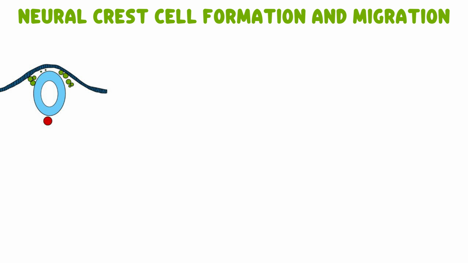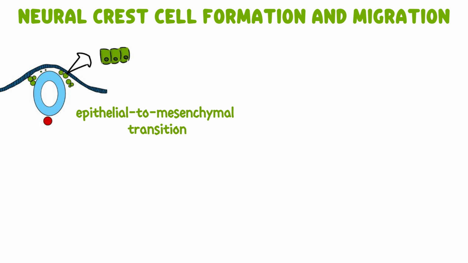Neural crest cell formation and migration. Once the neural tube is formed, neural crest cells separate from the neural folds. These cells undergo an epithelial to mesenchymal transition, where they change from tightly bound epithelial cells to more migratory mesenchymal cells. This transition enables the neural crest cells to become highly mobile and versatile.